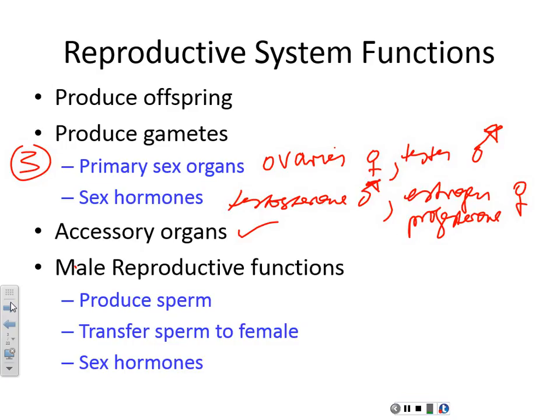So you have to be careful what I'm asking about. If I'm asking generally for both sexes, then you talk about that. If I'm asking specifically about the male, or I could ask specifically about the female. The female has a few more functions than the male, actually, in terms of contributing to reproduction. Okay, so just beware of that in the exam.